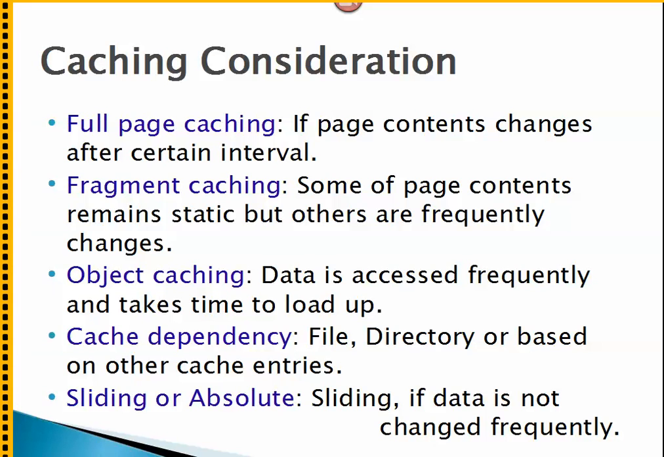So the other is fragment caching. In this situation, if the page is almost static but a few contents are changing, we should use fragment caching. Object caching, if you are having some Entity Framework or some process which is returning an object and which is taking time, we can consider object caching.